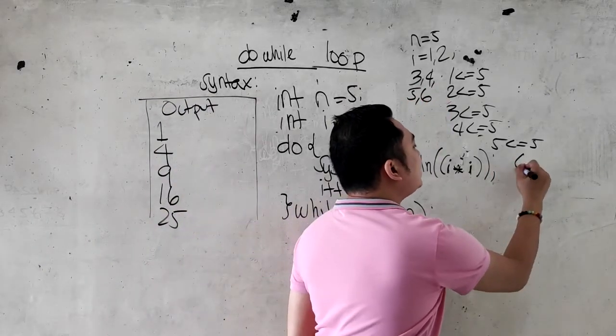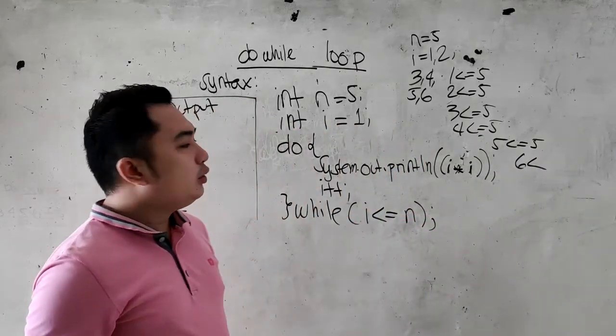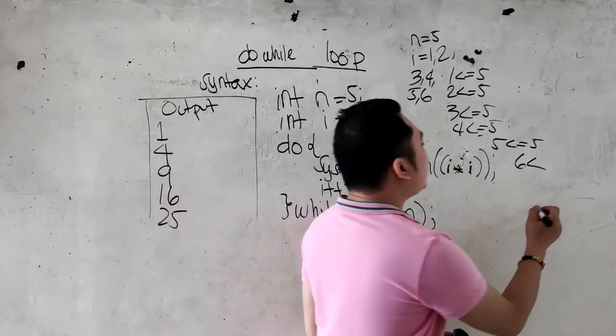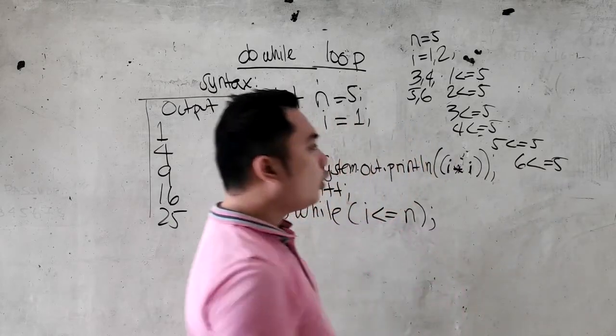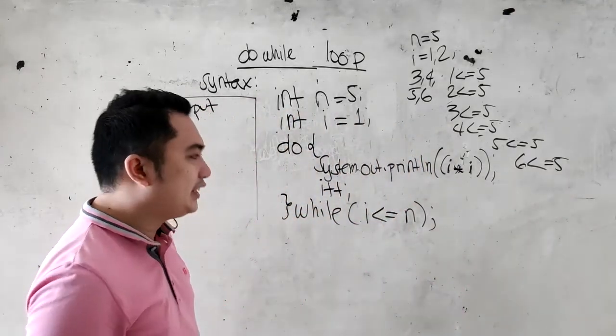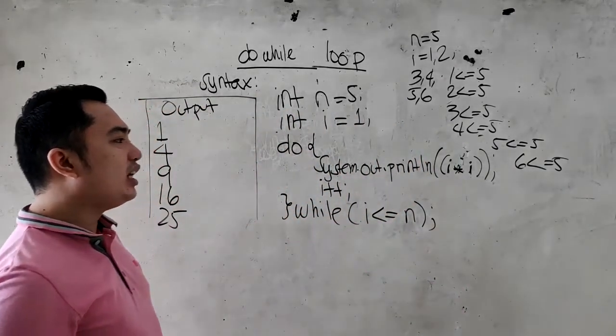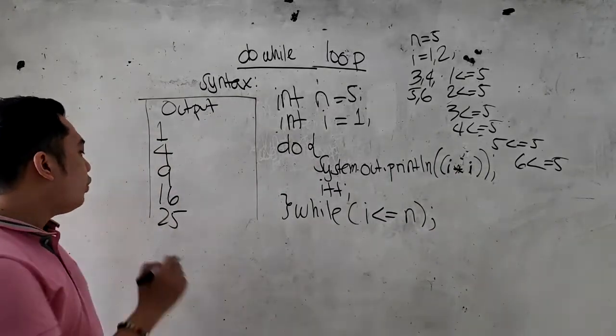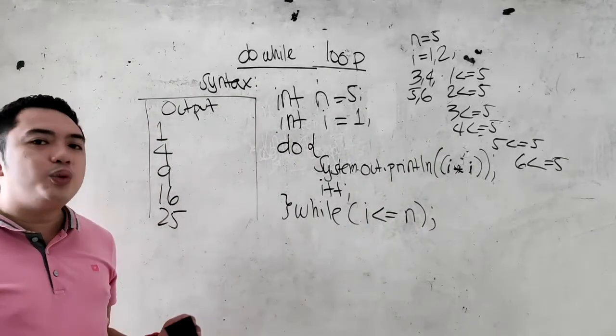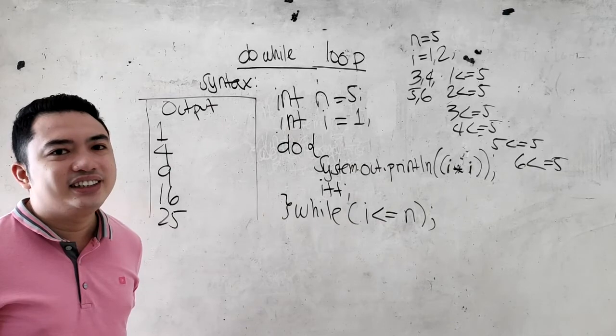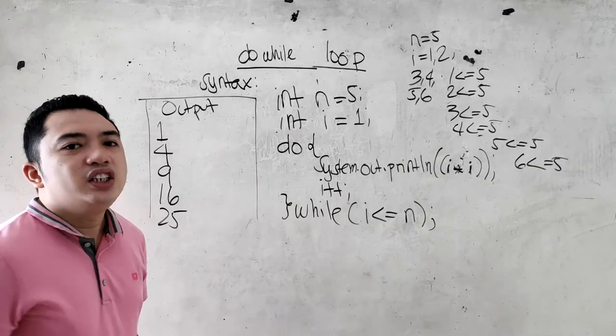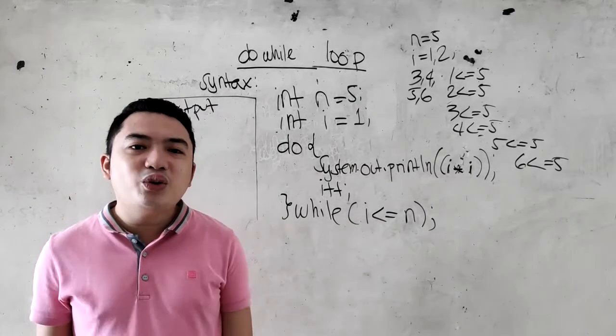So it will test 6 is less than or equal to 5. That is basically false. So when it is false, the do while loop will be terminated. Okay? So we'll now proceed to our coding part.